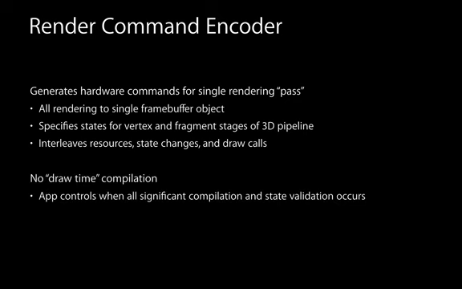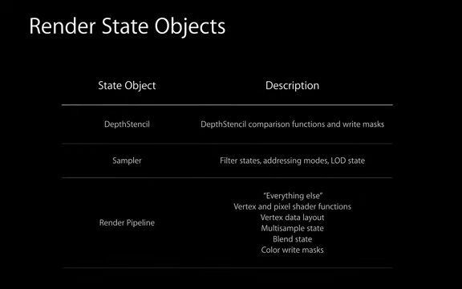But critically, there's no draw time compilation. You get to control, as the app developer, exactly when and how all of the state compilation and expensive validation actually takes place. And you do that with a series of API calls and state objects, and I'll show you just a few of those here. So as we talked about, you have your depth and stencil object, sampler objects, the render pipeline, and they describe various aspects of the 3D rendering state.